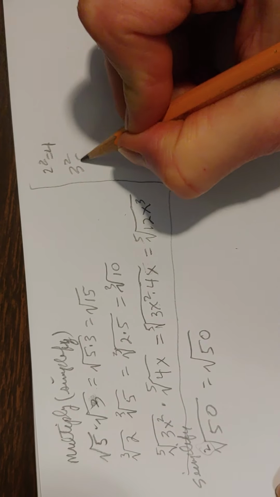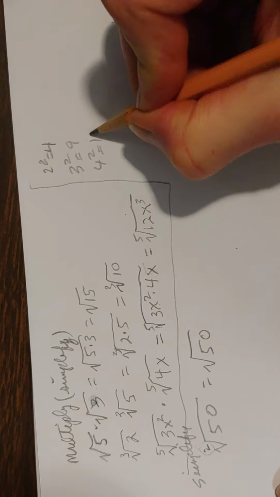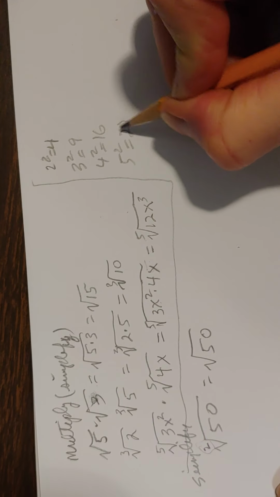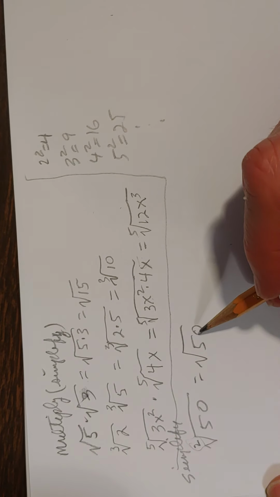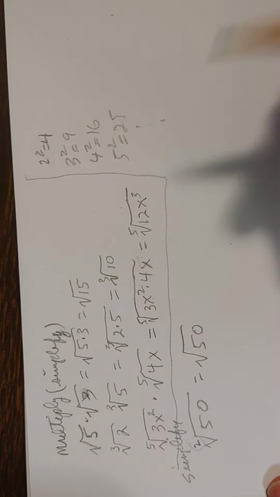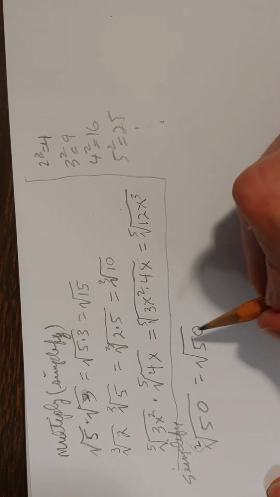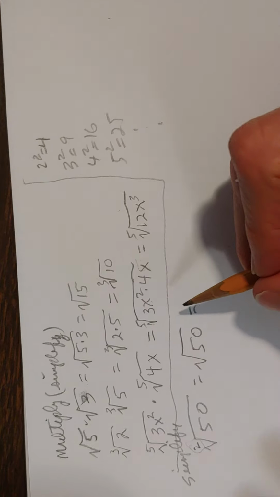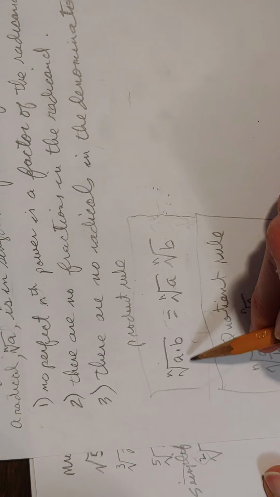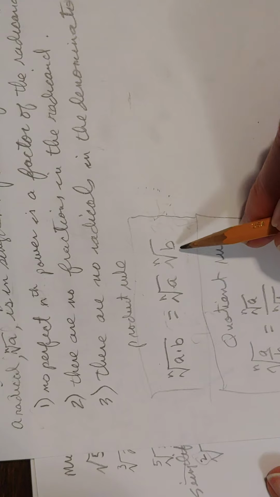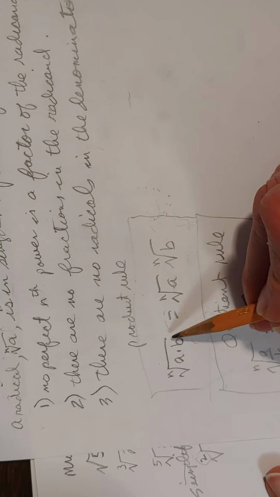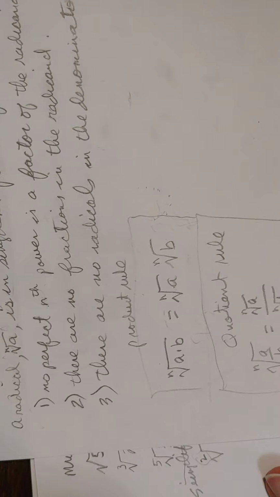3 squared is 9. 4 squared is 16. 5 squared is 25, etc. If any of those perfect squares divide 50 evenly, we can use the product rule for radicals to simplify it. So what we want to do when we have a problem like this, we want to factor the radicand, a times b, so that either a or b is the largest perfect square that divides this a times b, whatever that product was. Then we can simplify the radical.